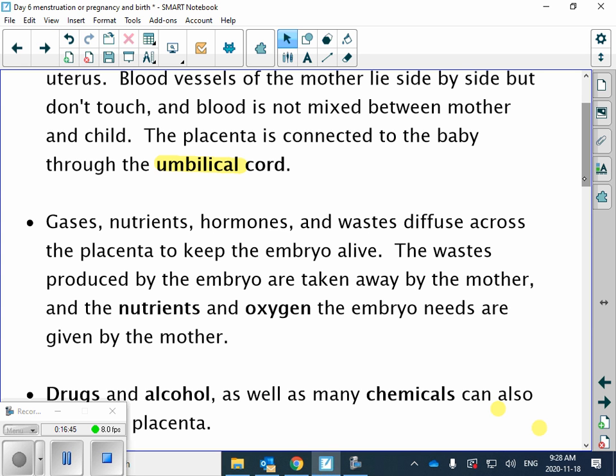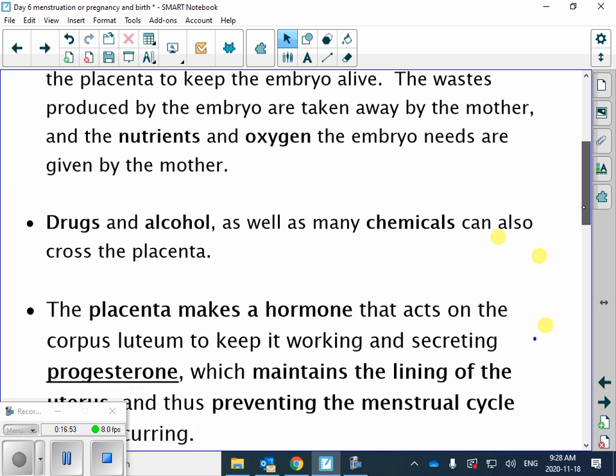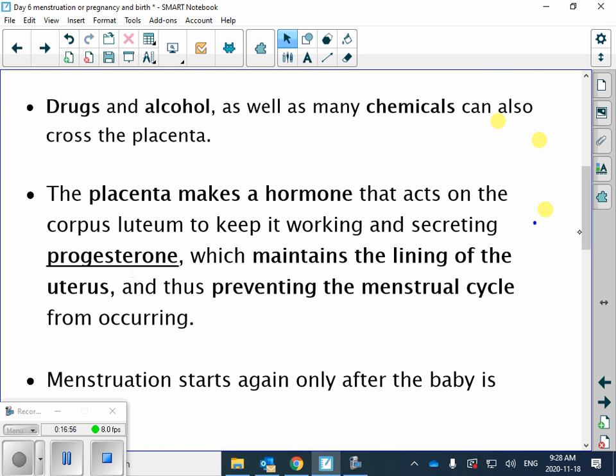The waste produced by the embryo or the fetus is taken away by the mother, and the nutrients and oxygen the embryo needs are given by the mother. So the mother needs to be careful about what she eats and drinks, because at this point, drugs and alcohol, as well as other chemicals, can cross the placenta. When I say drugs, this could be illicit drugs, but this could also be medicinal drugs, right? You need to be careful that you're not taking certain kinds of painkillers, even Advil or aspirin.